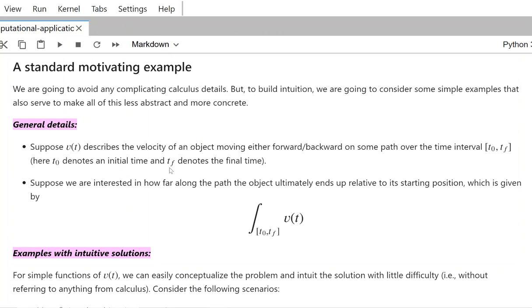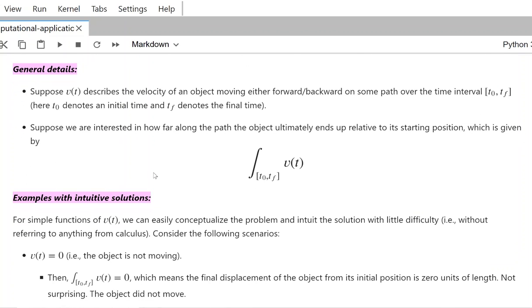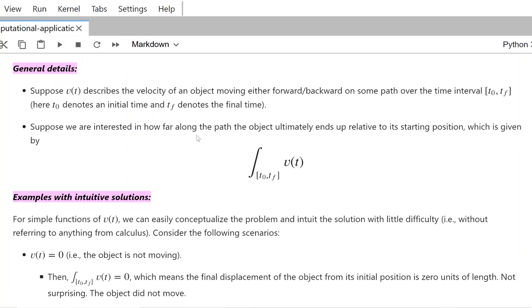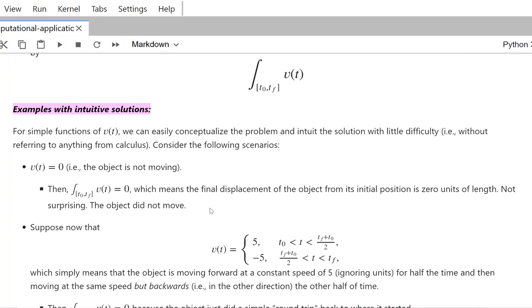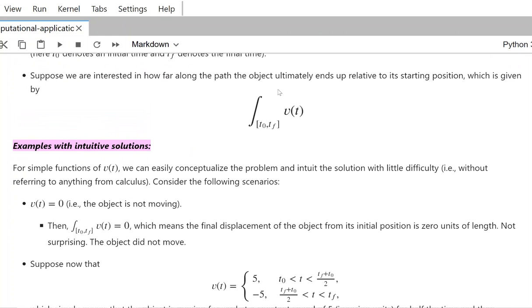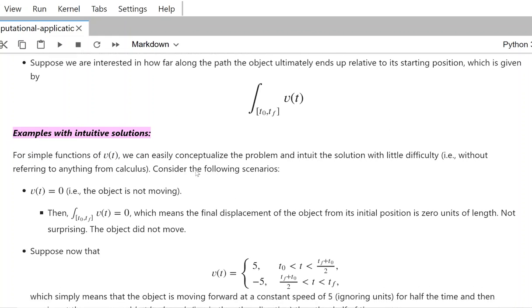That's a fairly standard notation for initial and final times that you will come across either in calculus, physics, or differential equations classes. Suppose we are interested in how far along the path the object ultimately ends up relative to its starting position. This would be the displacement relative to the starting position. This is given by the integral of velocity. I should say the integral of the velocity over the time interval.